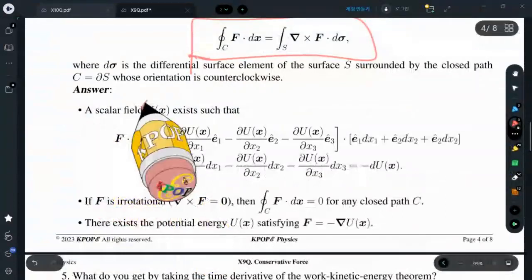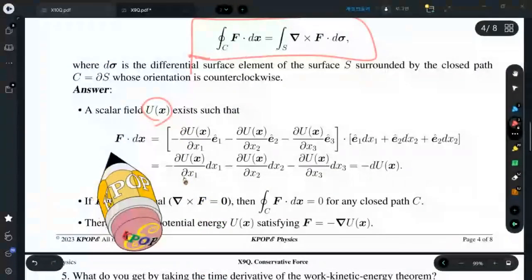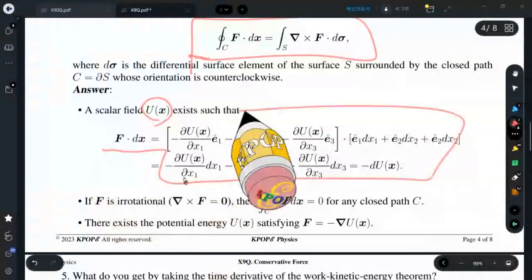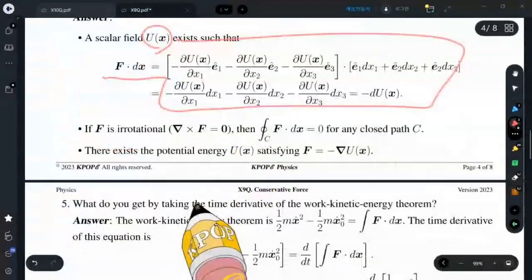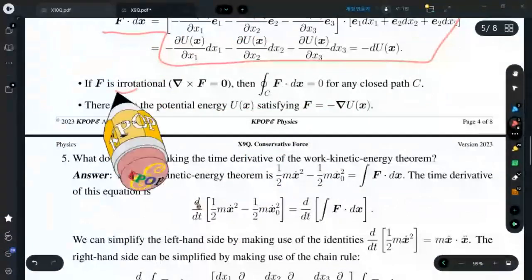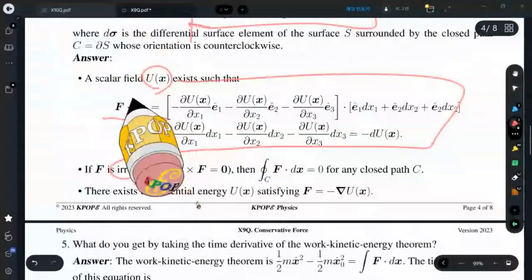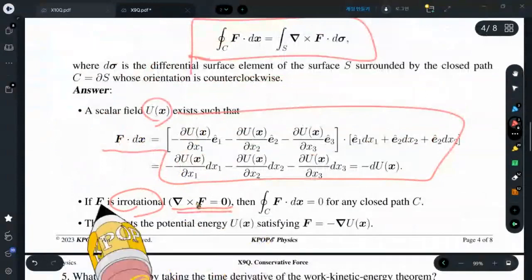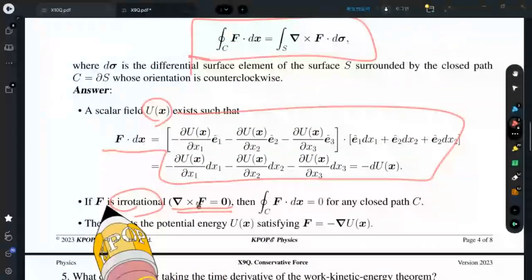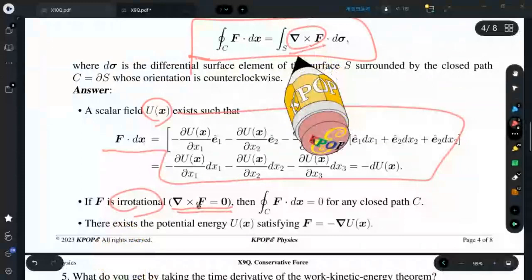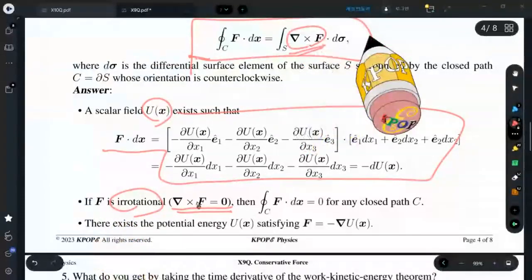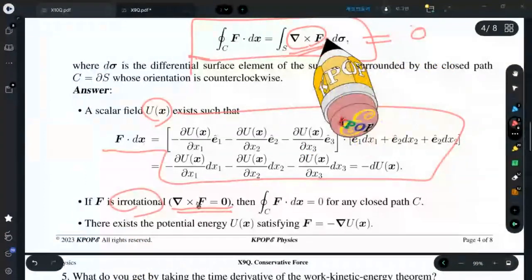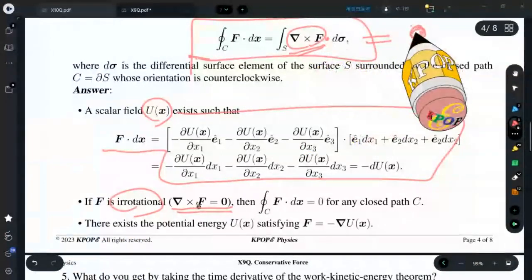A scalar field U exists such that, okay, this is what we already have shown. Irrotational is called when the curl is 0. If F is irrotational, the curl is 0, so this integrand is 0. It is exactly 0. It is a scalar product, so it is not a vector, it is 0.